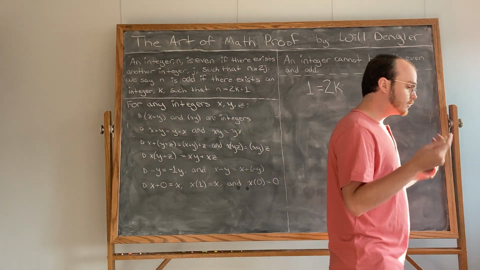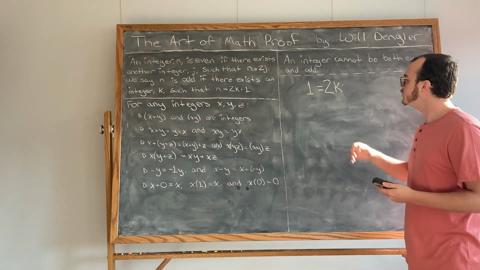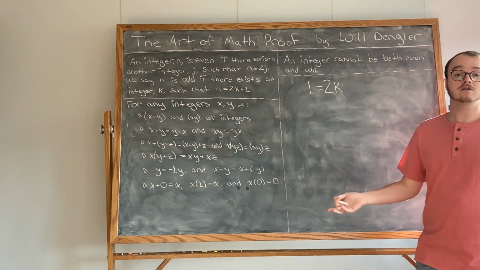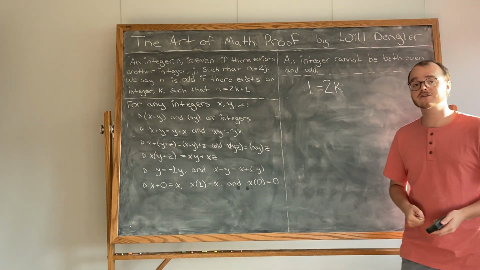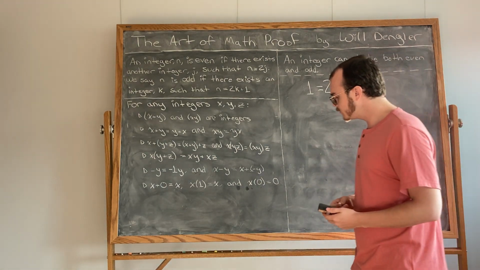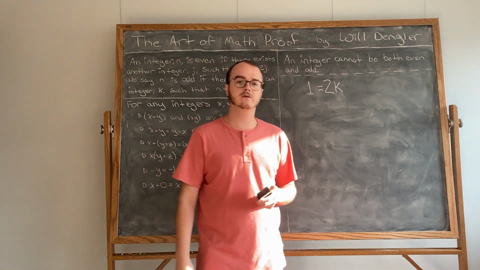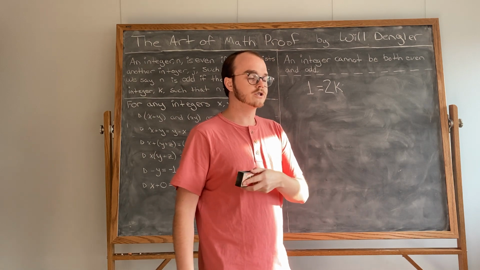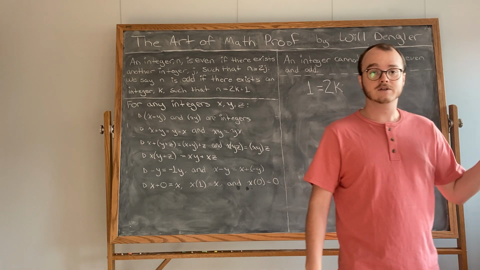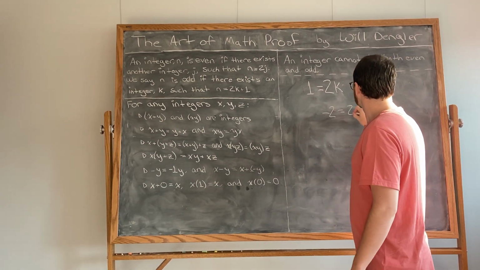Well, we know that the even integers are the multiples of 2. So let's look at what multiples of 2 are around 1. Maybe we're missing something. Maybe there is an integer k that we can multiply by 2 to get 1. So what are the multiples of 2 around 1? Well, there's 0, which is 2 times 0, and 2, which is 2 times 1, and there's negative 2, which is 2 times negative 1. And we can write those out.